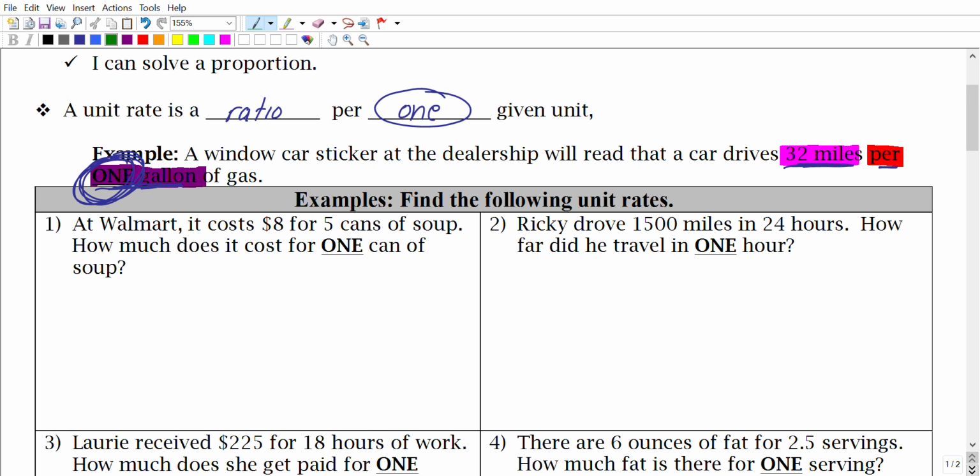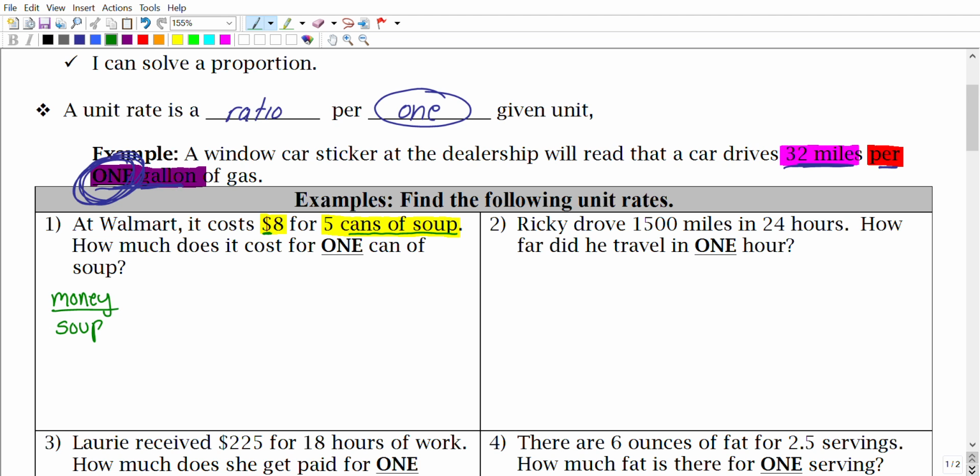So it says, at Walmart, it costs $8, and let me go ahead and highlight a few things right off the bat. So at Walmart, it costs $8 for 5 cans of soup. How much does it cost for 1 can of soup? Okay, so right off the bat, let's go ahead and write down a few things. So, what two things are we comparing? Well, we are comparing this to this. So we're comparing money to soup, or cans of soup, whatever you want to call it.